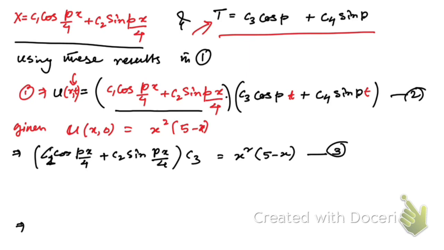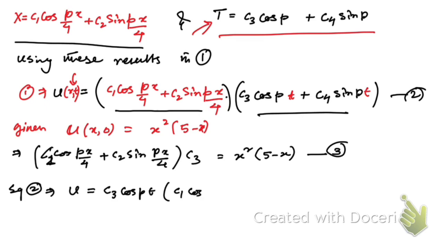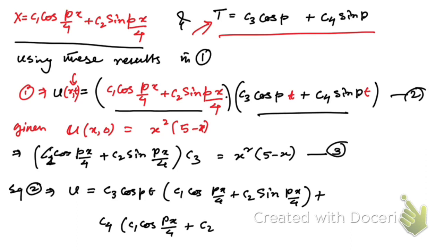So here you see, from equation number 2, u is equal to, if you multiply these two, then we're going to have c3 cos pt into c1 cos px by 4 plus c2 sin px by 4, and then plus, if you multiply this one with this, c4 into c1 cos px by 4 plus c2 sin px by 4. That's what we're going to have, right?